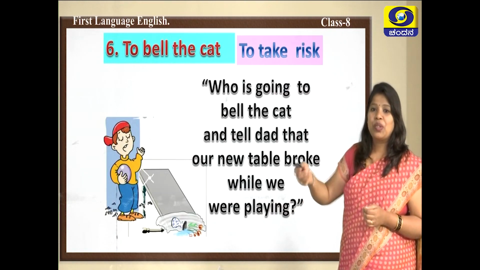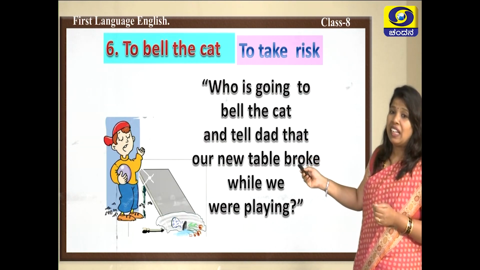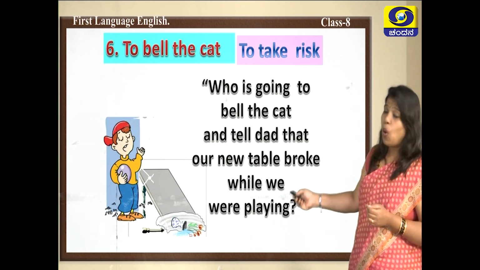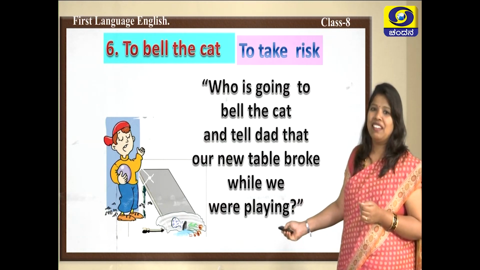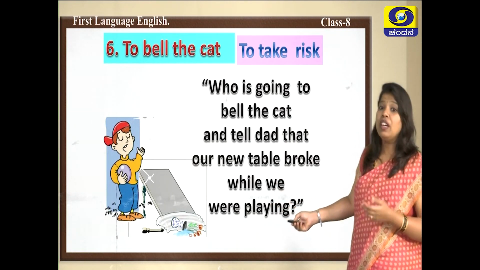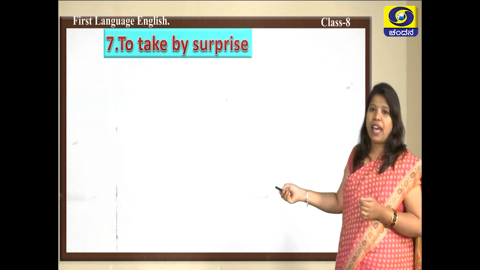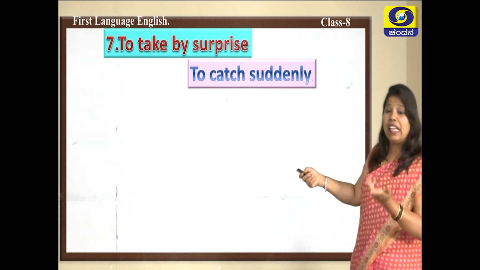So, here the boy is saying, who is going to bell the cat and tell Dad that our new table broke while we were playing. So, it means who is going to take the risk of telling Daddy that we broke the table. Next, to take by surprise, it means to catch suddenly.